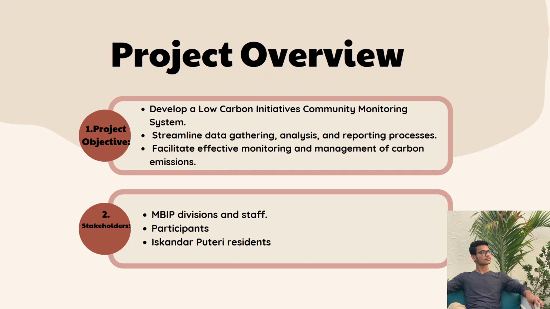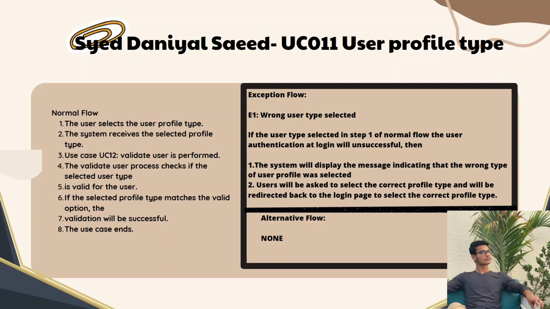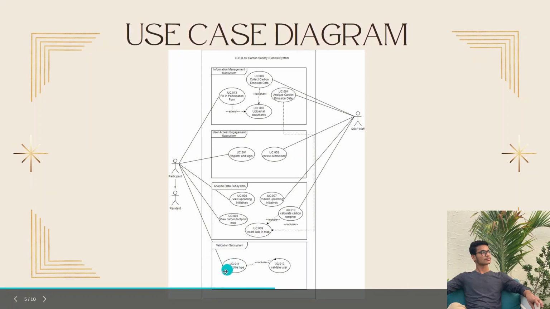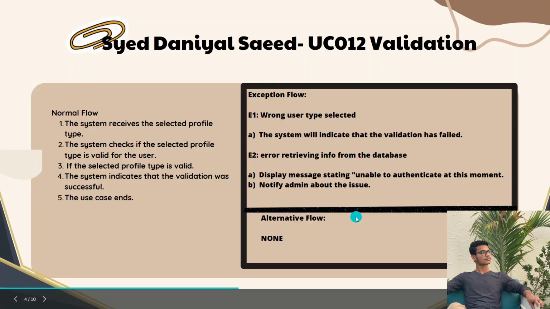There were three stakeholders involved. There was MBIP division and staff. There were participants who will participate in the competition, and there were secondary Putri residents. If we go to the use case diagram, my part was the validation subsystem, which was user profile type UC11 and validate user UC12.